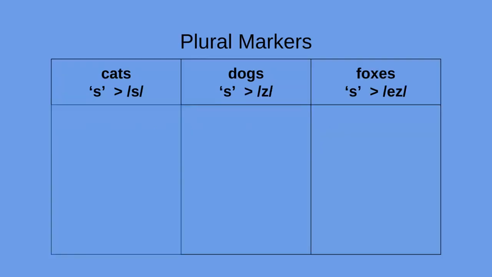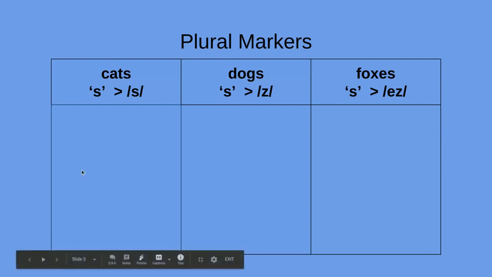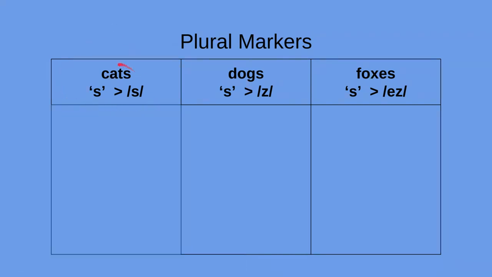So we're going to start with our plural markers. On my screen, you can see that there are 3 different columns. We have cats, if it has an S sound at the end, dogs with a Z sound at the end, or foxes with an Ez sound at the end.